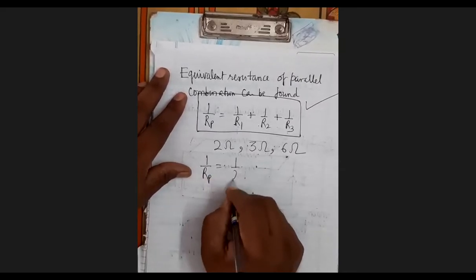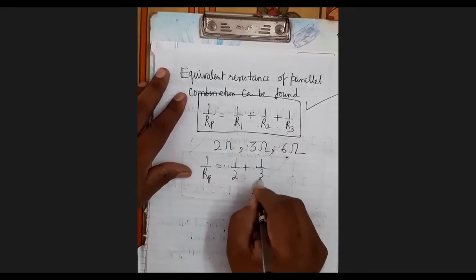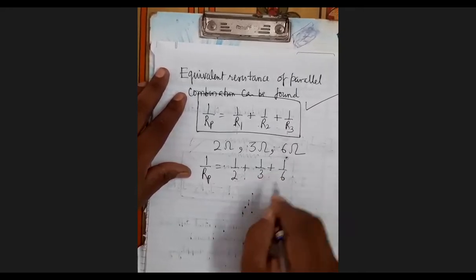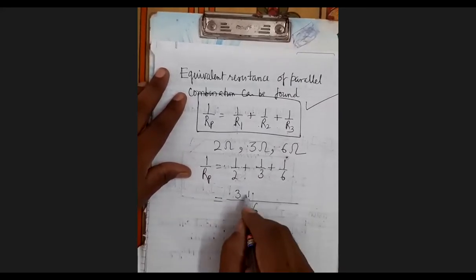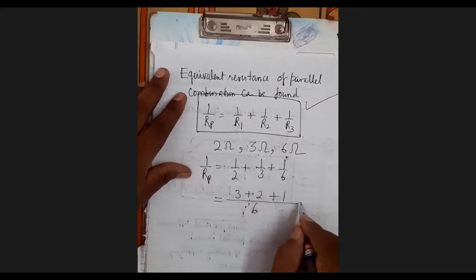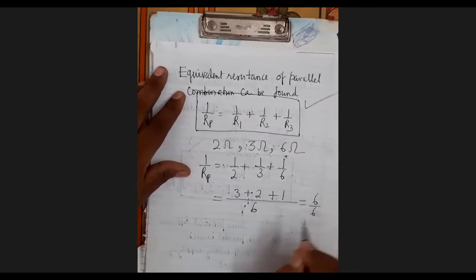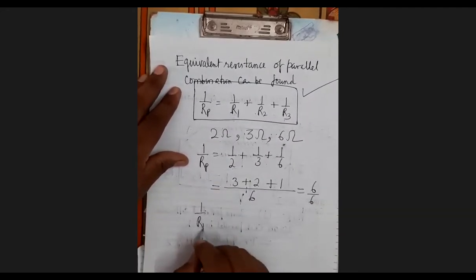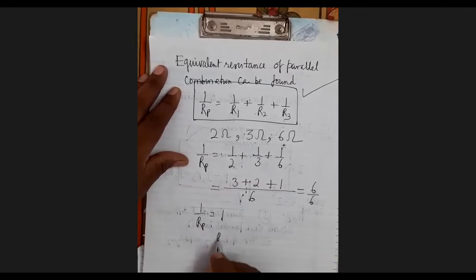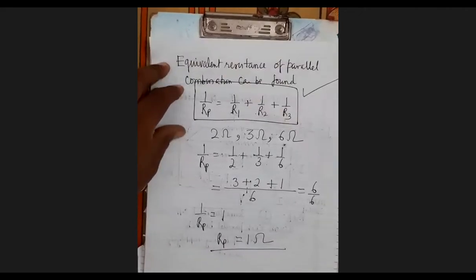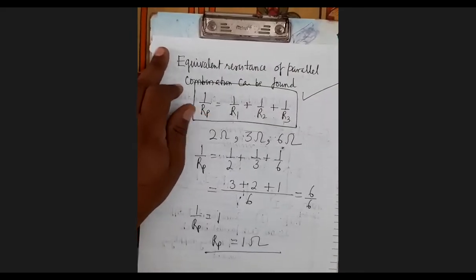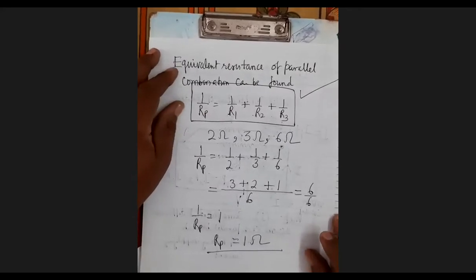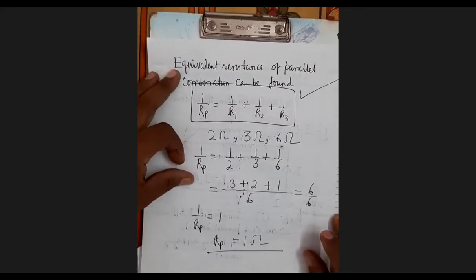What will be their equivalent resistance? It will be 1 upon 2 plus 1 upon 3 plus 1 upon 6. What is the LCM? LCM is 6. 2 times 3 is 6, 3 times 2 is 6, 6 times 1 is 6. That is 6 upon 6. So 1 upon Rp equals 1. So Rp equals 1 ohm. It's clear. This way you can determine it if resistors are connected in parallel.